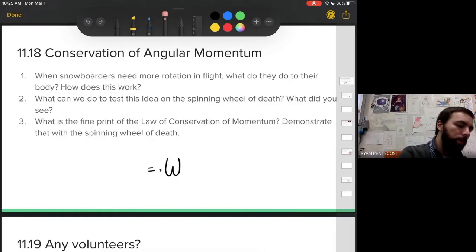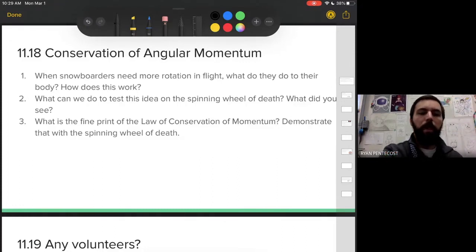Now, number 3 asks, what is the fine print of the law of conservation of angular momentum? So the fine print here is that, I'm not going to write that down, that's going to take too long, then you're just watching me write. The law of conservation of momentum is that momentum is conserved if there is no impulse on an object, right? We talked about that when we talked about conservation of momentum earlier, right?